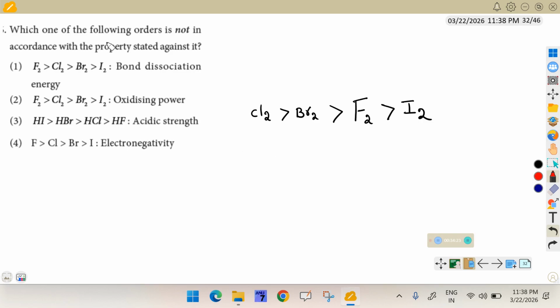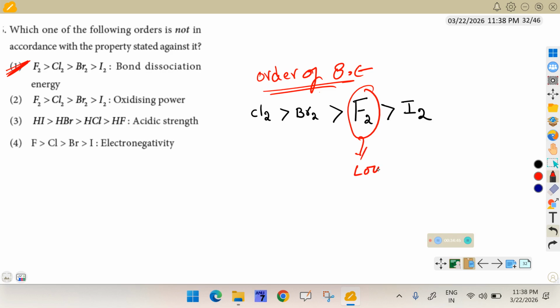Which one of the following orders is not in accordance with the property stated against it? First one, because of the bond dissociation energy order. Order of bond energy: fluorine bond dissociation energy is low because of the small size of fluorine atoms.